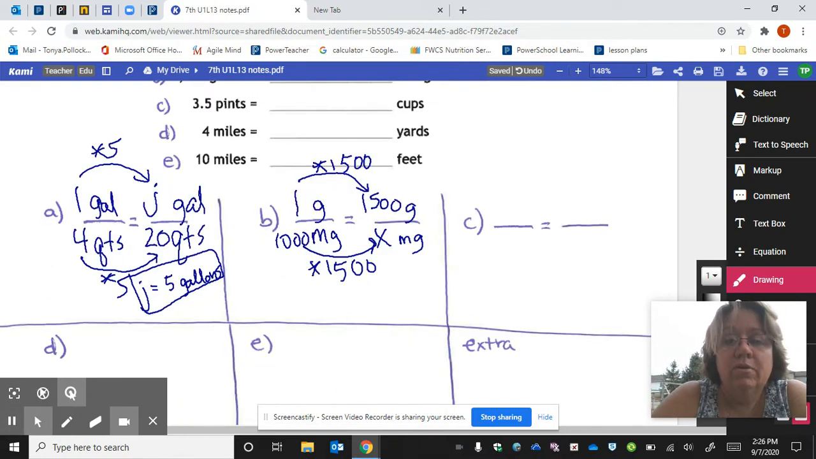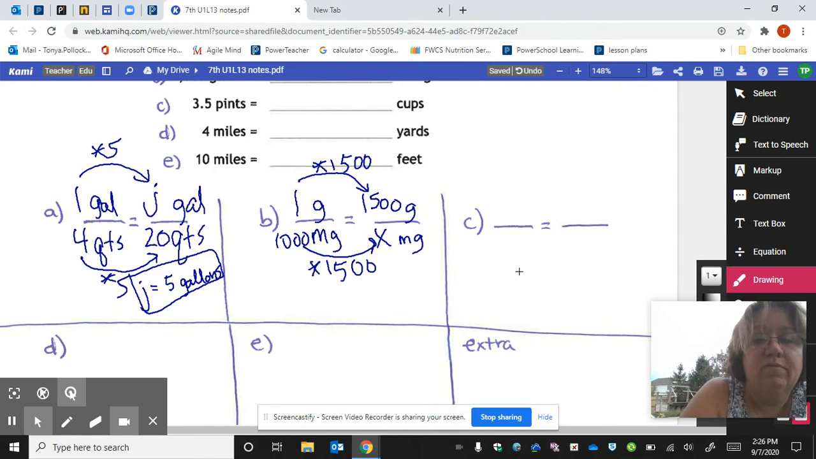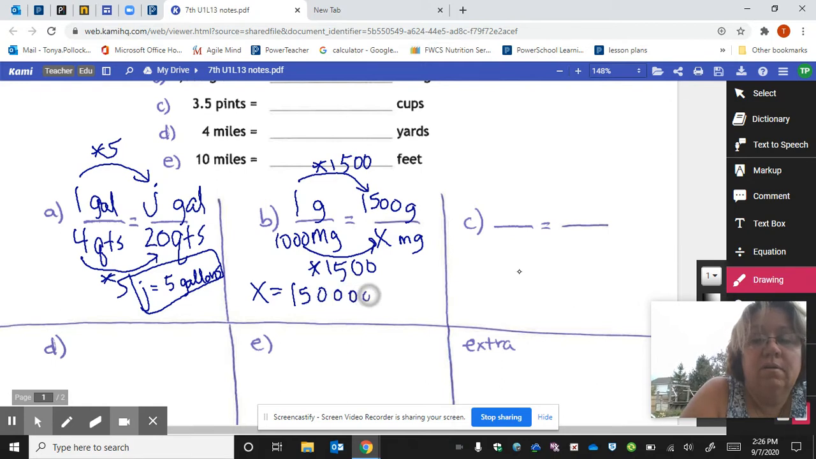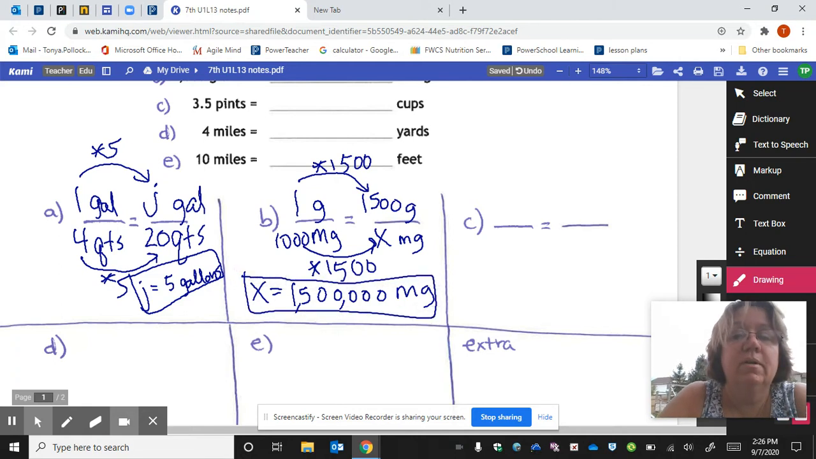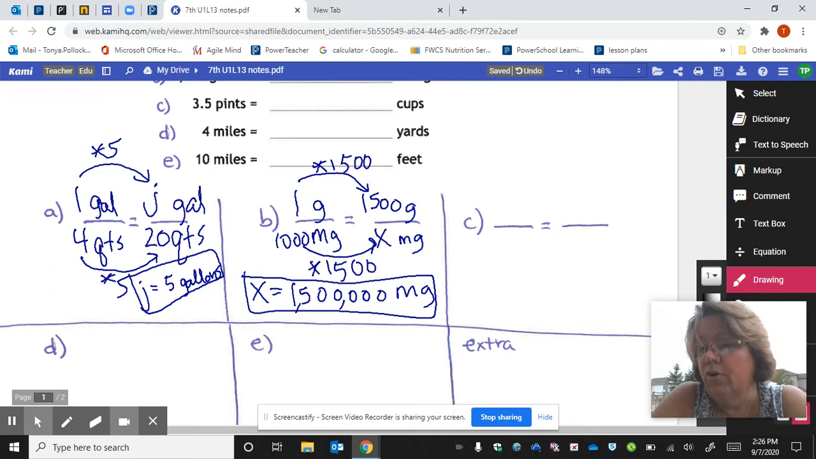When I multiply 1,000 by 1,500, I find that my value for X is 1,500,000, and the label for that unknown was milligrams. So I have now been able to determine that 1,500 grams is the same thing as 1,500,000 milligrams. I would like you to now try examples C, D, and E on your own before you move on to the next video.